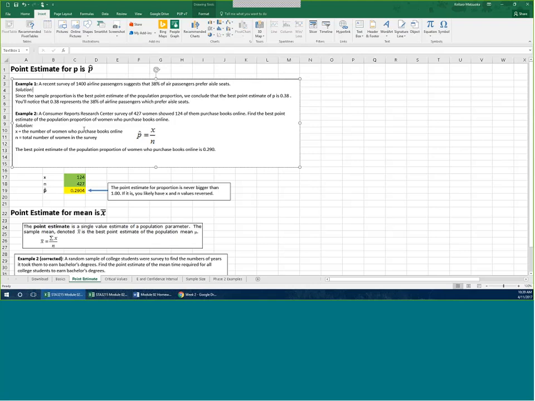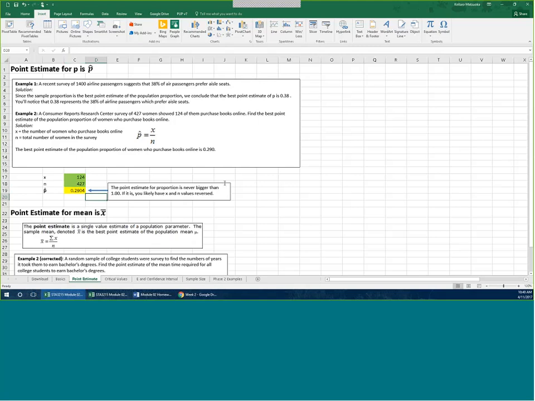A Consumer Reports Research Center survey of 427 women showed 124 of them purchased books online. Find the best point estimate for the population proportion of women who purchase books online. The formula for that is X over N. The question is which one is X and which one is N. N is the total number of people surveyed, so in this case it's 427. Out of these women, how many purchase books online? 124. So it's 124 divided by 427. If you use my spreadsheet, that's what this cell does.